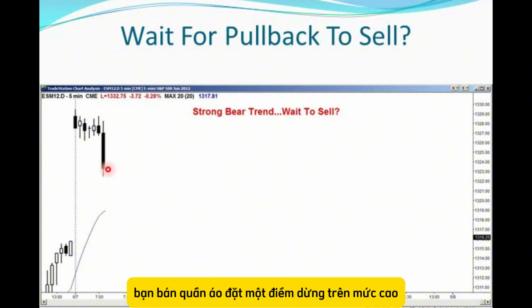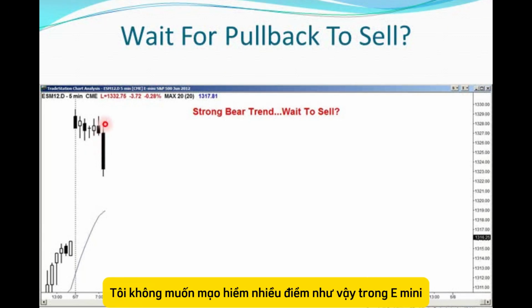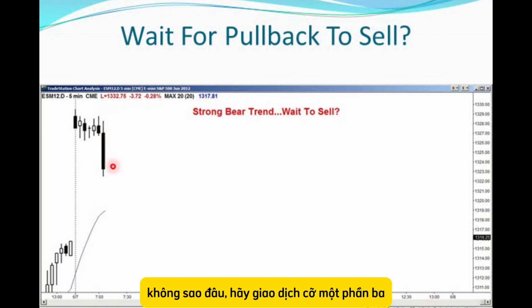You sell the close, put a stop above the high. You look and you say, well, that's 5 points away. I don't want to risk that many points in the E-mini. That's okay. Trade 1/3 size, trade 1/4 size, but trade something just to get short.